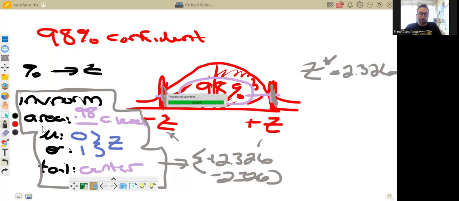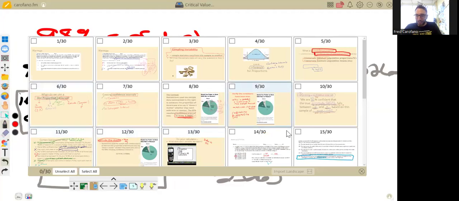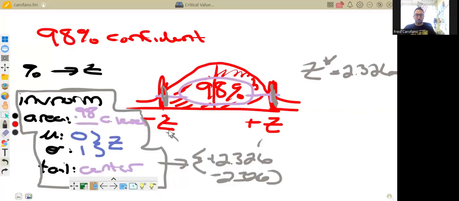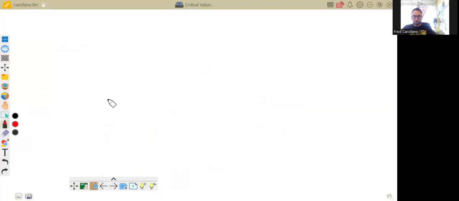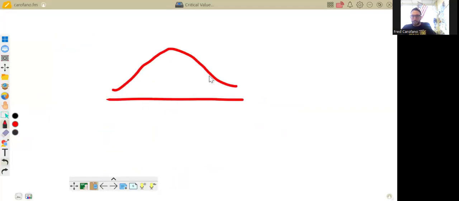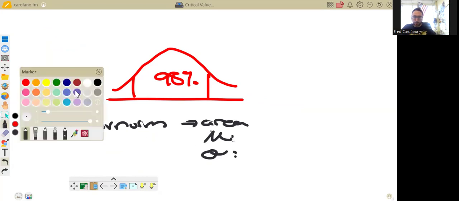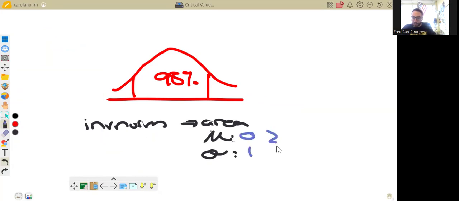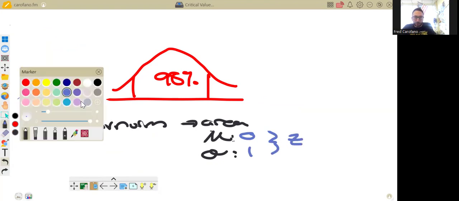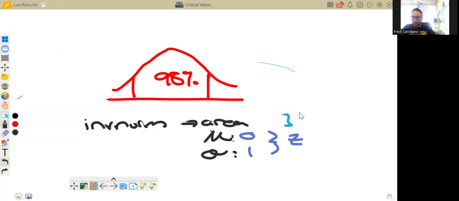But that all only works if, what did I do? If we have the tail feature. For those of us who don't have the tail feature, still looking at 98% confidence, we're still going to use inverse norm. But if we don't have the tail feature, this area is always to the left. Mu and sigma are still going to be 0 and 1 because we are still trying to get our calculator to spit out a z-score. But for the area, if we don't have the tail, we have to think about the area to the left. And so there are two ways we can think about that.